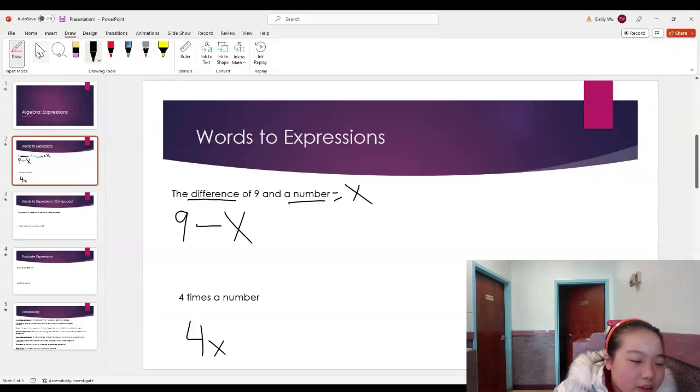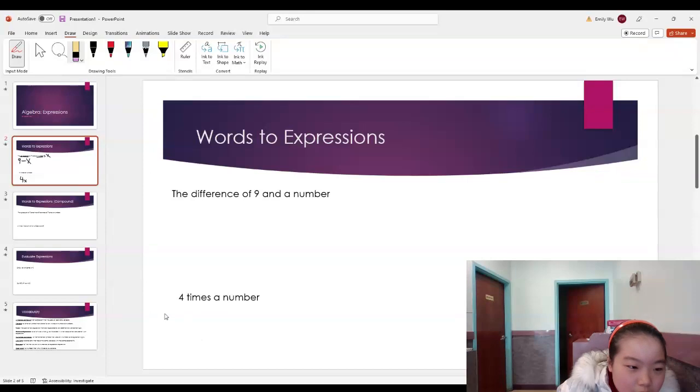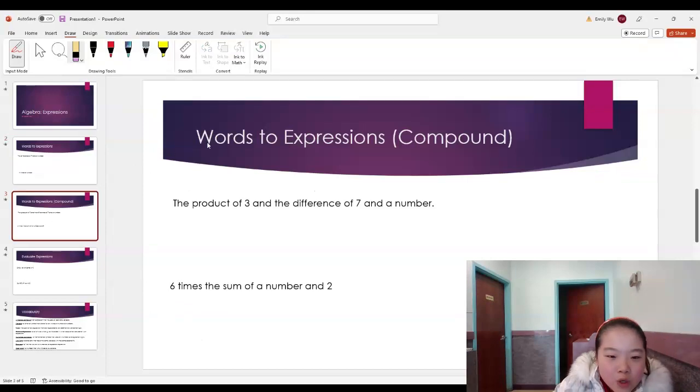Now the next thing we're going to learn is words to expressions, compound. This means it will be put together, for example, 3 times the difference of 7 and a number. I will do one and you will do it on your own, and I'll give you some minutes to finish it. The product of 3.